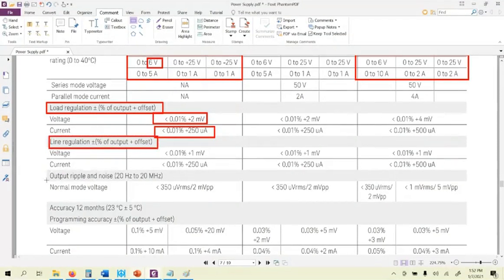Output ripple. What does that mean? And why is it necessary for any embedded system designer? Output ripple from the power supply.